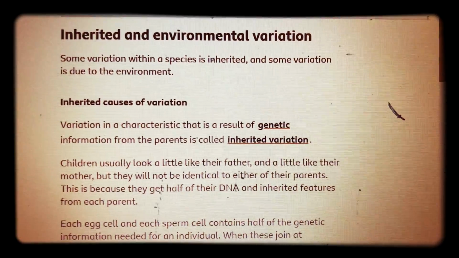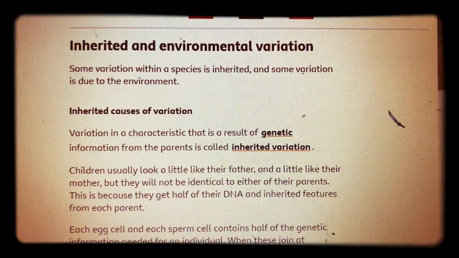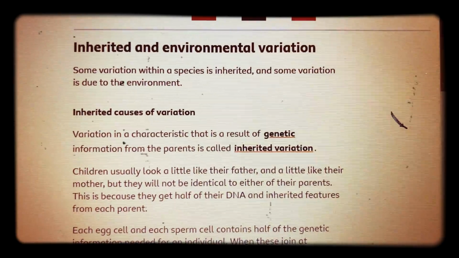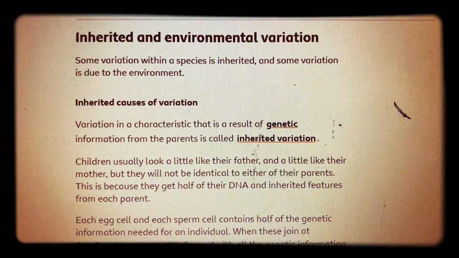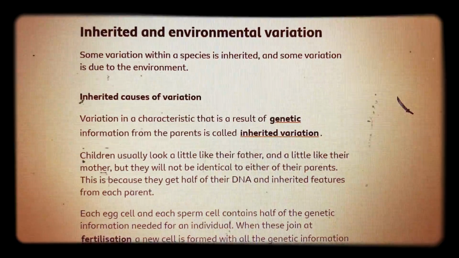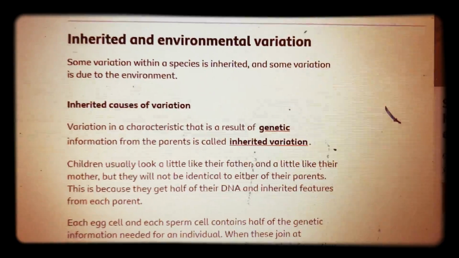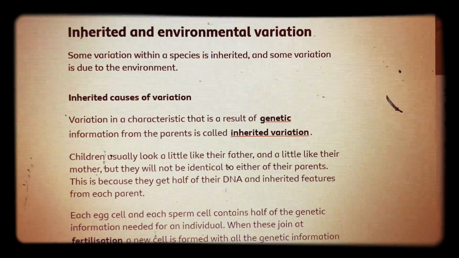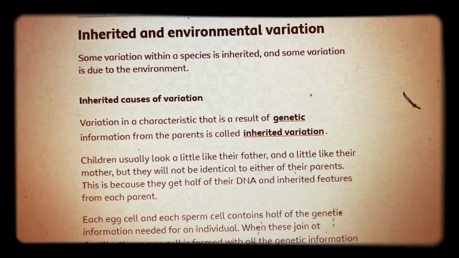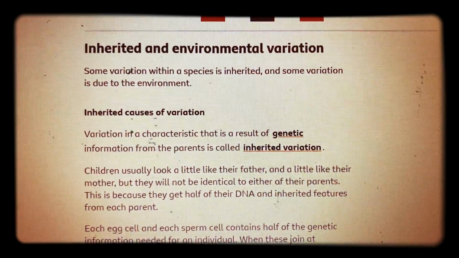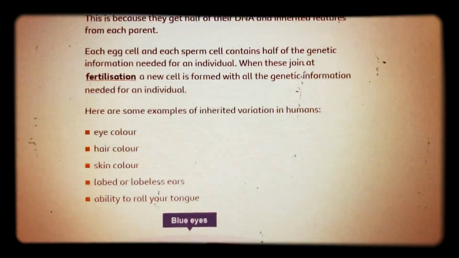Variation in a characteristic that is a result of genetic information from the parents is called inherited variation. And this is the reason why you look a little like your father and a little like your mother, your natural mother and your natural father. But you're not identical to either of your parents. This is because you get half of your DNA and inherited features from each parent.